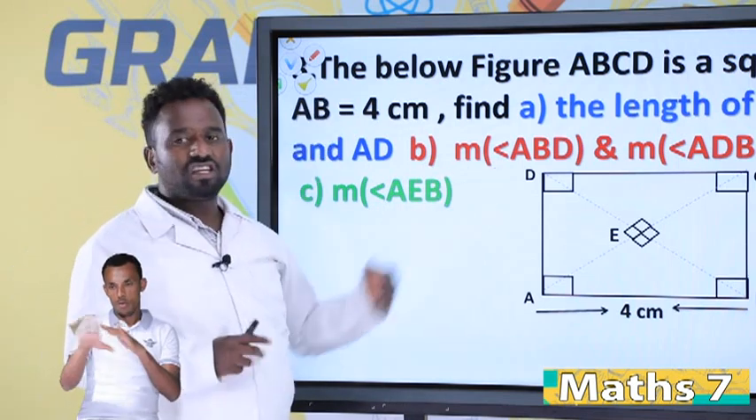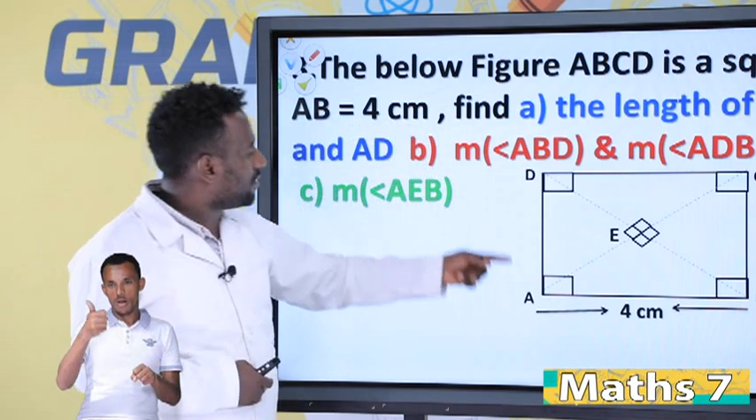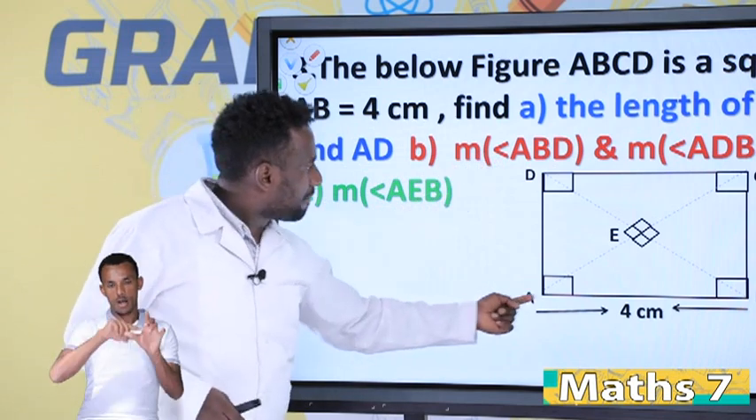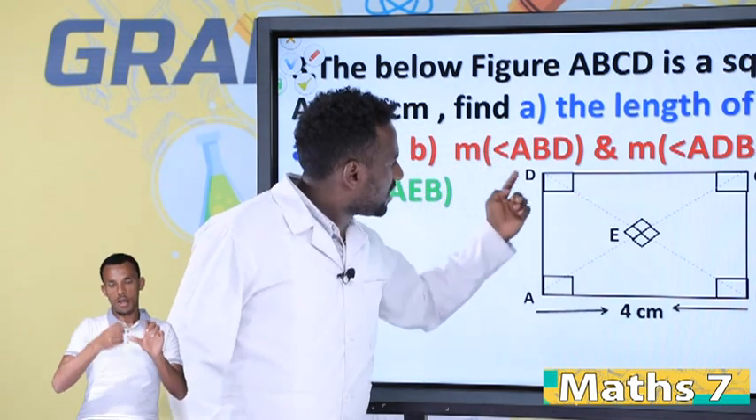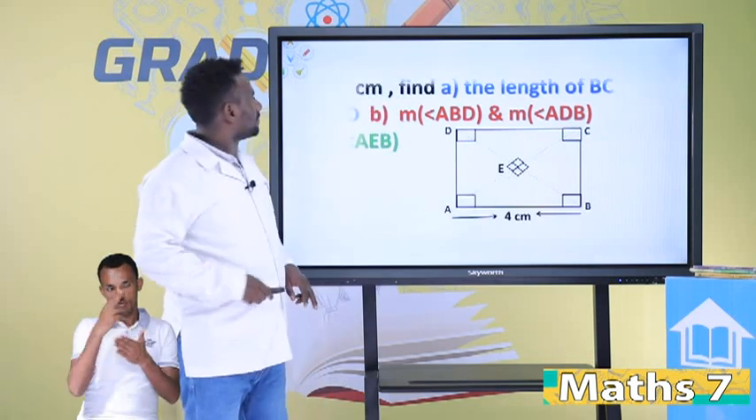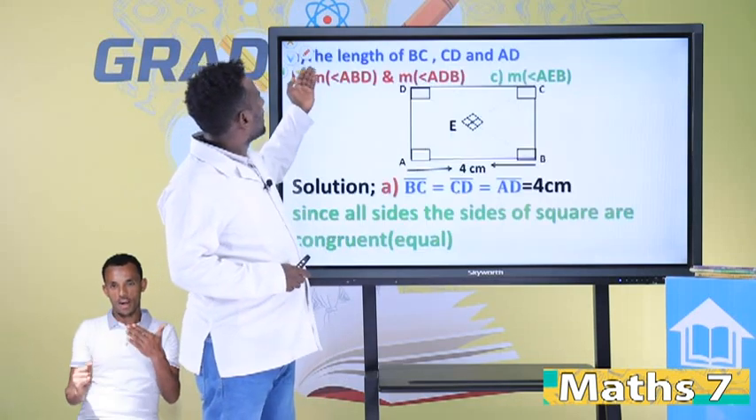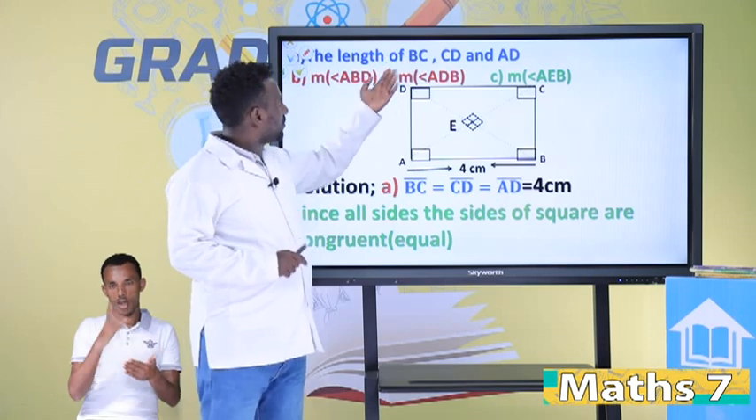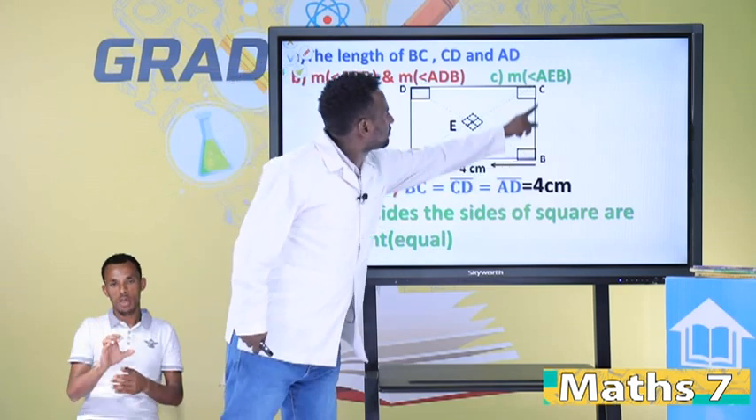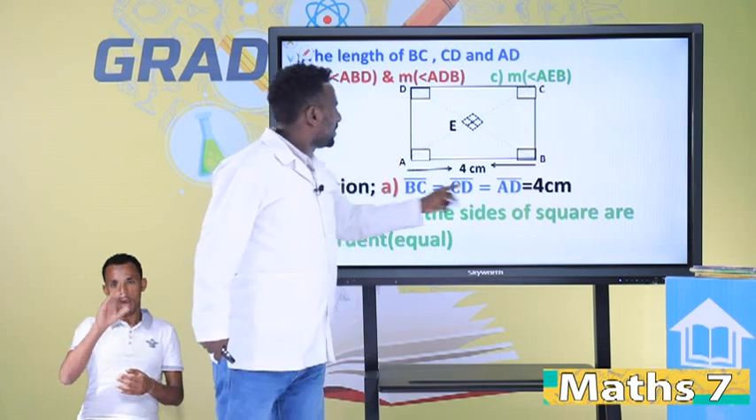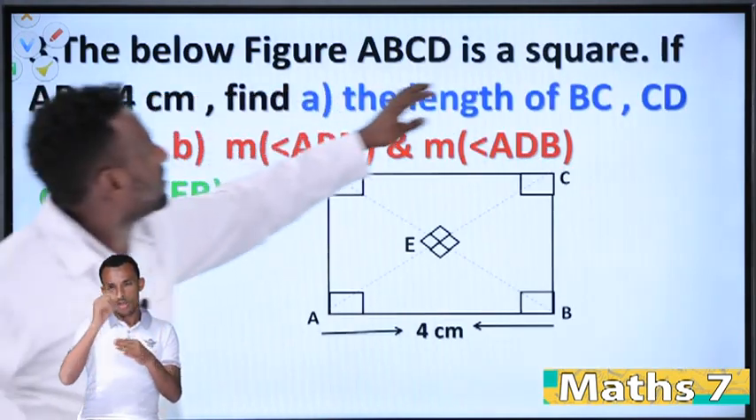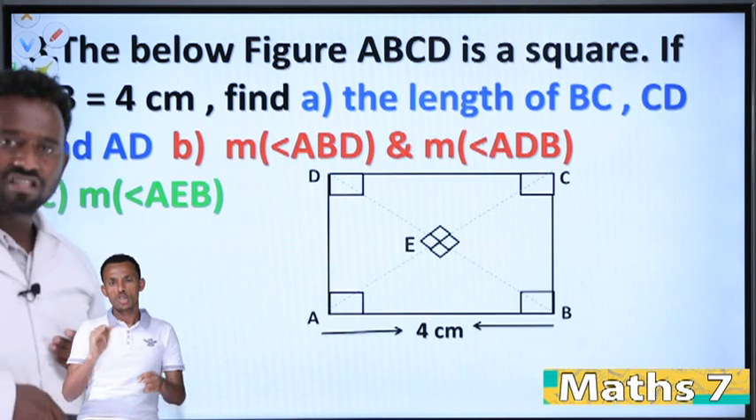In the figure below, ABCD is a square. AB is 4 centimeters. Find the lengths of BC, CD, and AD, the measure of angle ABD and angle ADB, and also the measure of angle AEB. From the figure, the length of BC, CD, and DA is 4 centimeters, because the figure is a square. A square has congruent sides.